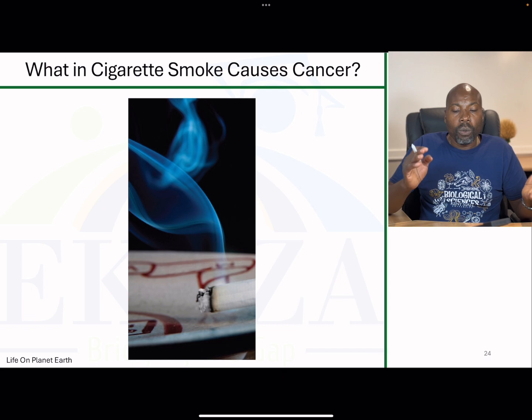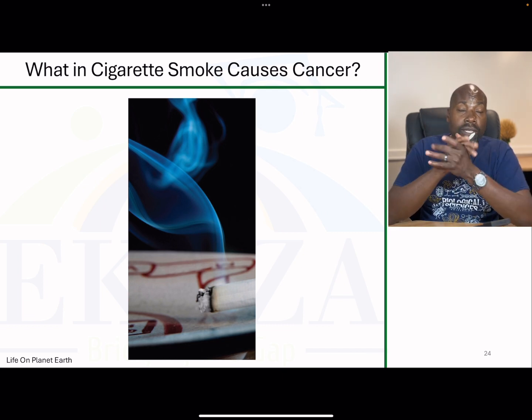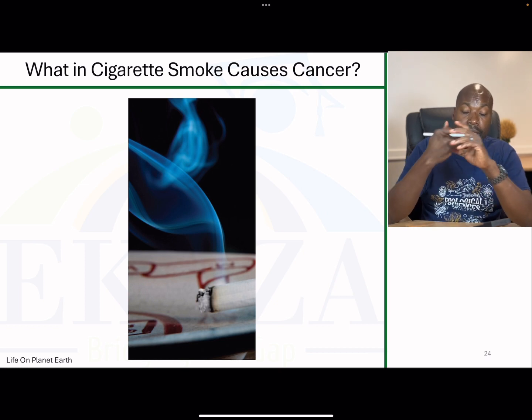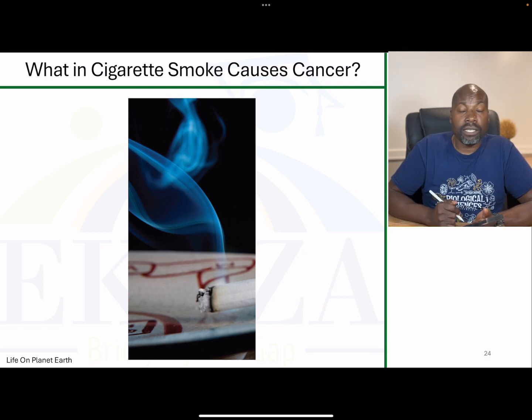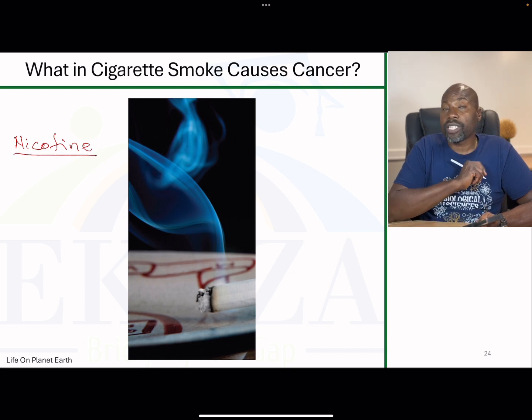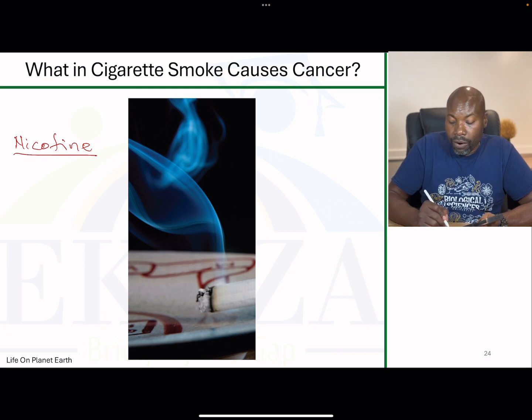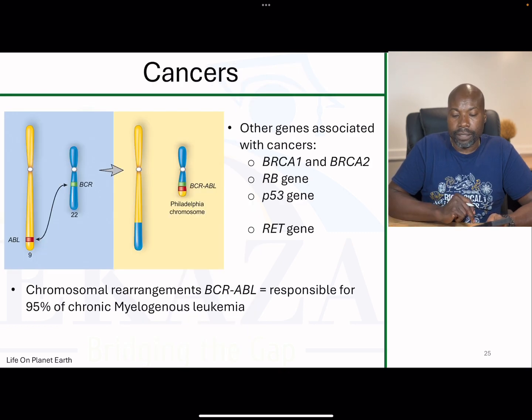Now, what in cigarette causes cancer? Cigarette is one of the carcinogens, right? And one of the carcinogens in cigarette smoke, you have a number of them. The most well known is nicotine. But nicotine is not the only one. You have a lot of other chemicals that are really a bad news that are in cigarette. You don't want cigarette, okay?